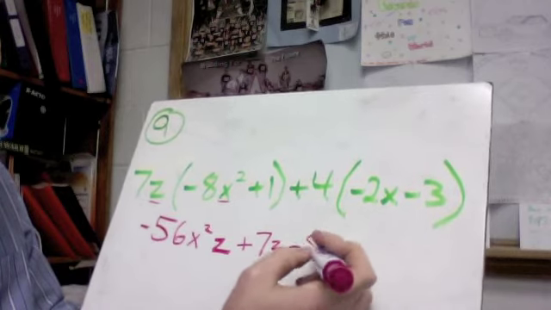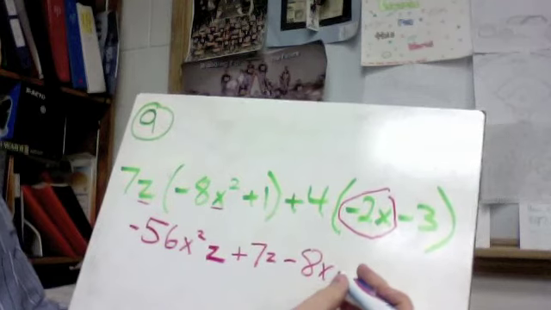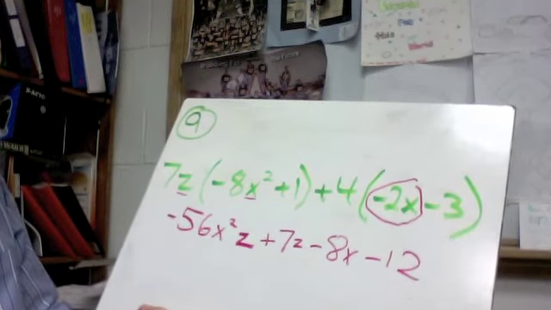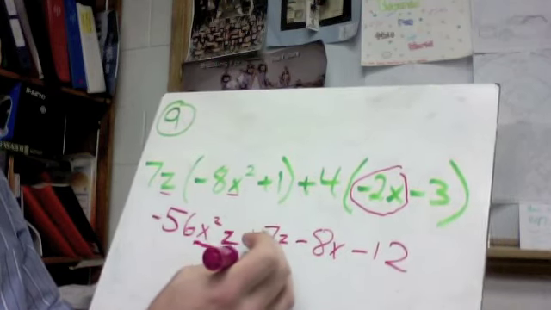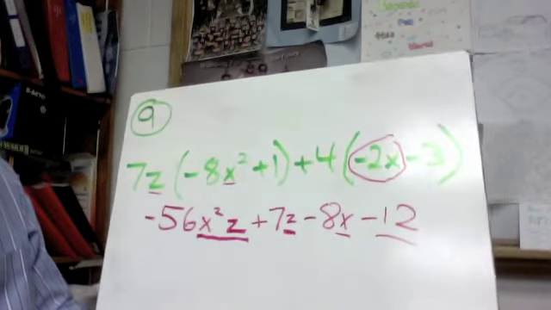That'd be negative 8x. Another negative, we've got negative 12. Looking for things that go together, we've got an x to the second z. We've just got a z, we've just got an x, we've just got a regular number. So that's going to be it for this one.